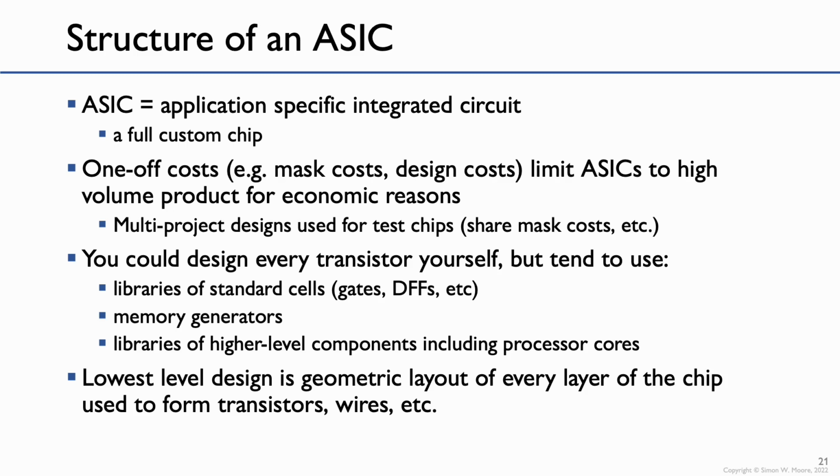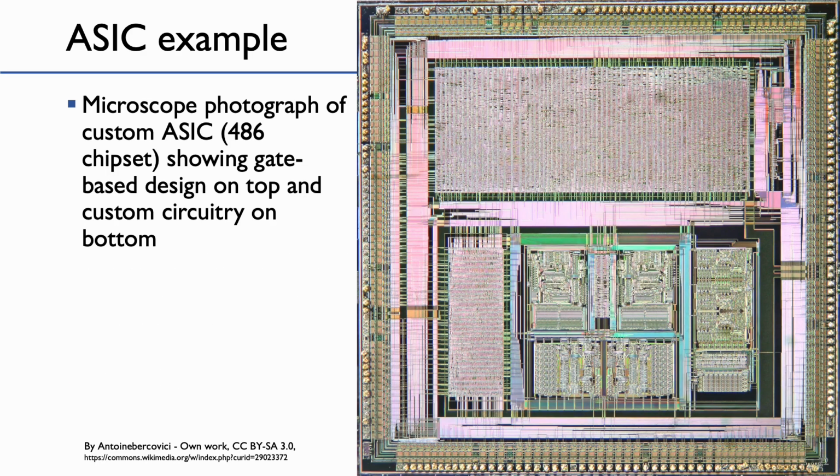That geometric information is what you hand off to the silicon foundry to be fabricated. In this figure we've got a microscope image of an old Intel 486 processor, and this one's useful because you can still make out some of the wiring in it. The block on the top of the diagram looks kind of random, but you can see within that randomness that things are laid out in rows, and this is basically a design that's been done using standard cells.